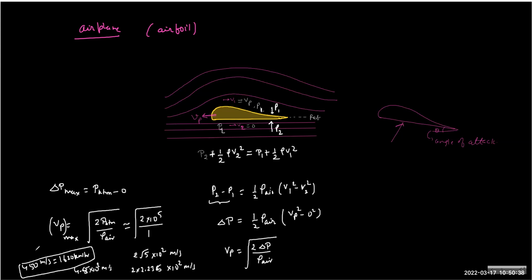Supersonics do not follow just the lift condition. They do have exhaust propulsion, due to which they achieve extraordinary velocity. Anyway, this is the airfoil problem, and you should know it. The next problem is again a very famous problem.